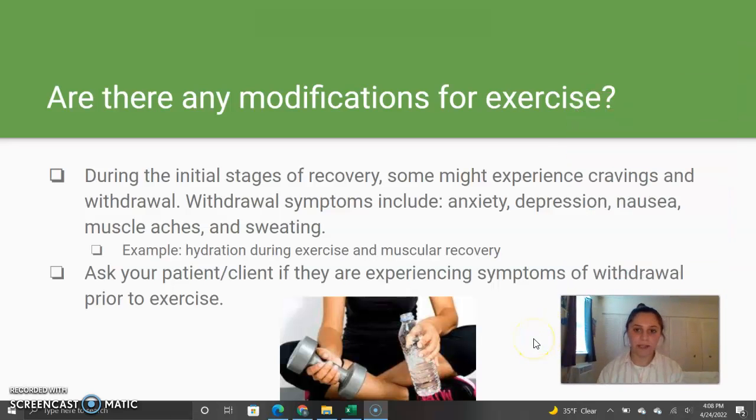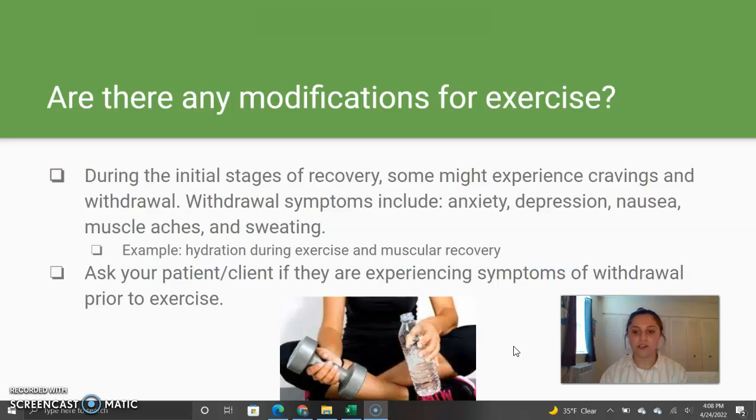So, are there any modifications for exercise for someone in the initial stages of addiction recovery? Well, in the initial stages, some might experience cravings and withdrawal. As mentioned earlier, the withdrawal symptoms include anxiety, depression, nausea, muscle aches, and sweating.